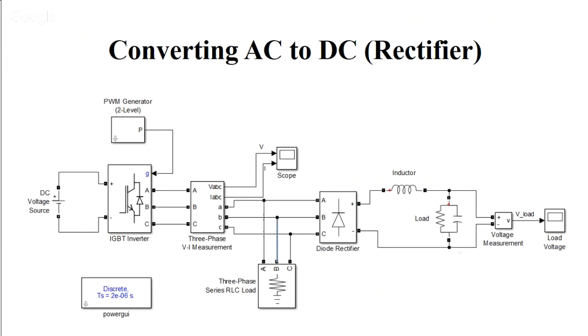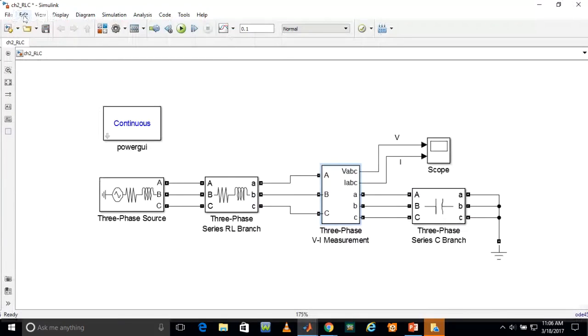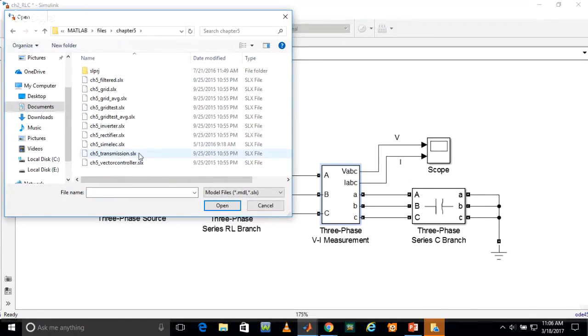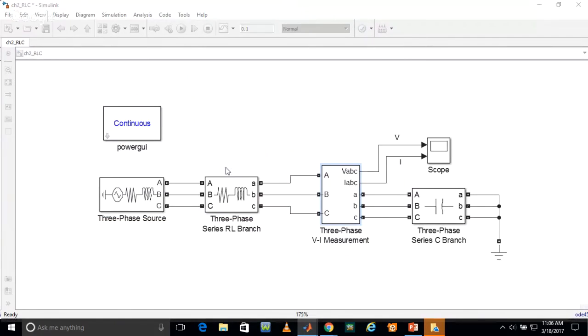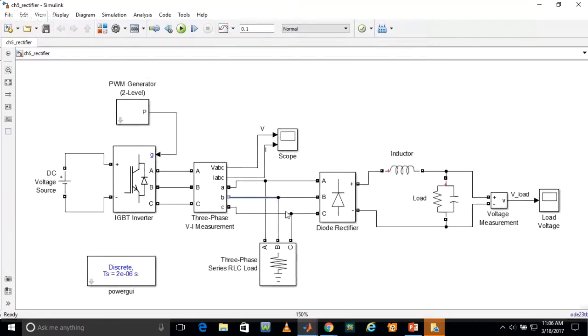In this, we are going to create a rectifier system. What did we make? We have made IGBT inverters along with the RLC load. Now we are connecting this system with the diode rectifier and providing it to our load system. So again, going for this circuit, open rectifier. This is the system we have created.